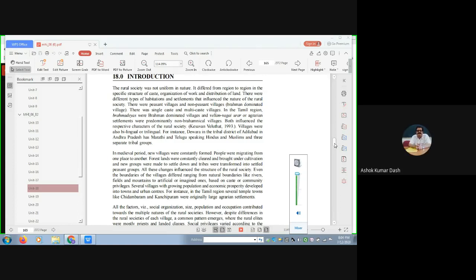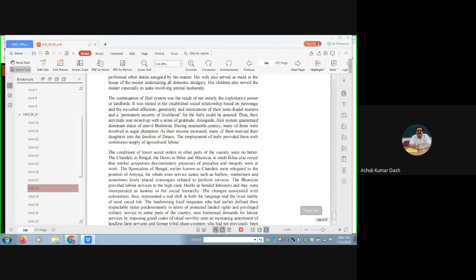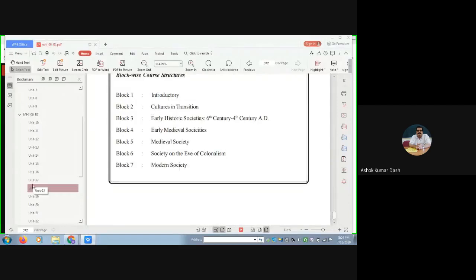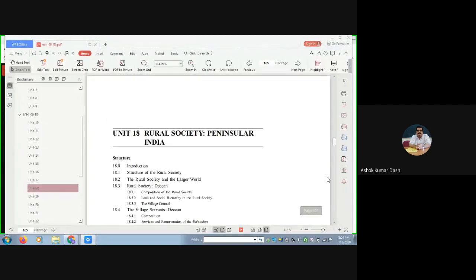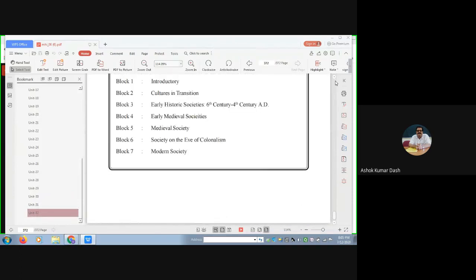Your question was, Rina, how did migration in the 14th century influence the rural society? So you read this introduction portion as well as, as I told you, 18.2, the rural society in the Deccan. Your answer is lying there. And I also enumerated a bit. You go through. If you don't get it, then tomorrow again I shall clarify. I shall give you the exact location of the text. Any question anymore?